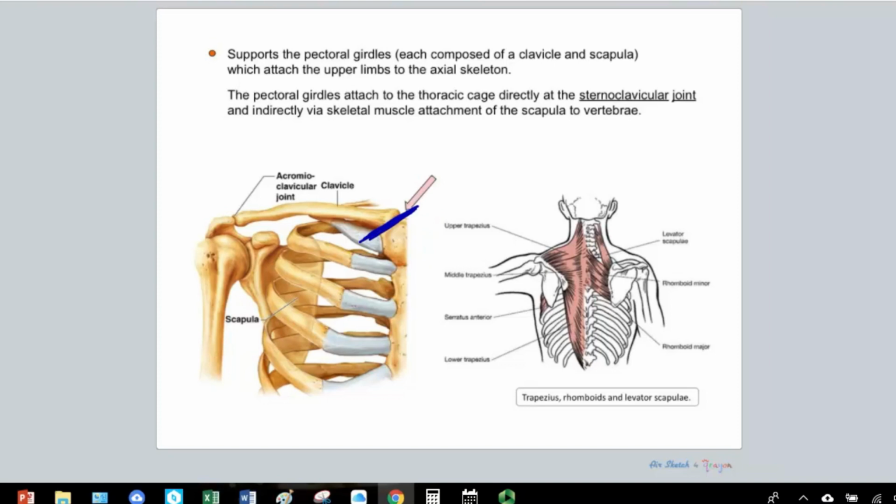So anteriorly, that's where the pectoral girdle attaches to the axial skeleton. On the back, posteriorly, here you have your scapula, and they aren't attached to the axial skeleton directly. They're actually attached via skeletal muscles that attach it to the thoracic vertebra there.